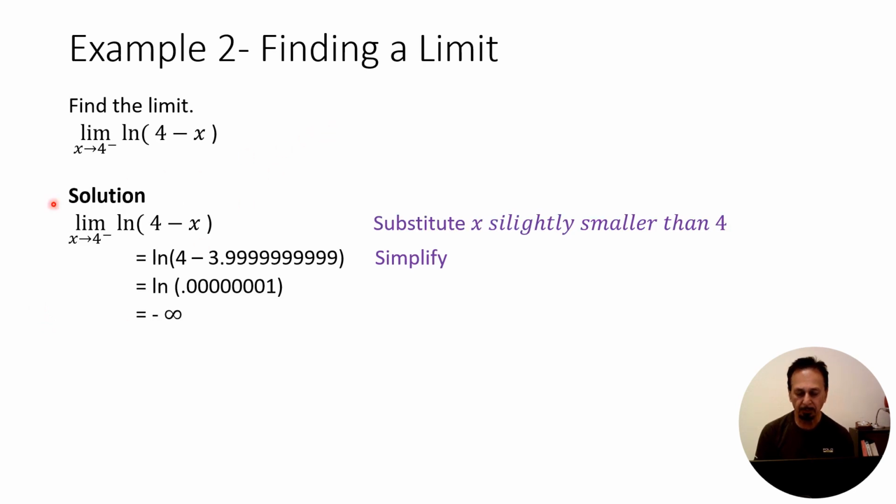Example 2, find the limit as x approaches 4 from the left of natural log of 4 minus x. To find this limit, you substitute a number slightly smaller than 4, maybe 3.99999. So it becomes natural log of 4 minus 3.99999, and we get natural log of a tiny positive number, which is minus infinity.